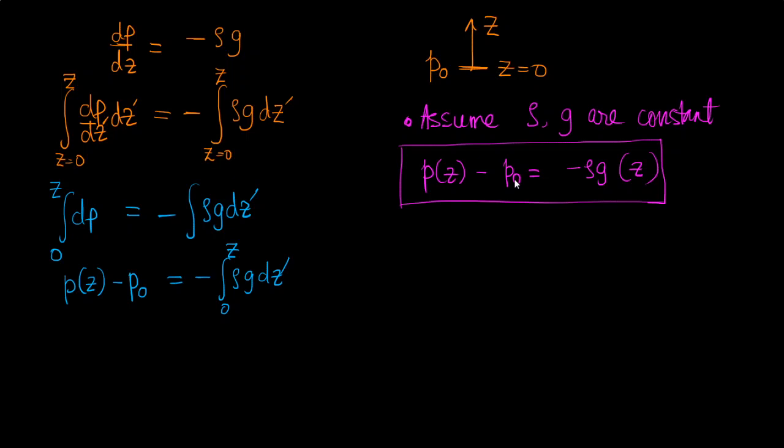And if p naught is the atmospheric pressure, then p z minus p atmospheric is equal to minus rho g z, and the difference between the pressure at a point and atmospheric pressure, that is how large this particular pressure is relative to the atmospheric pressure, is called the gauge pressure.